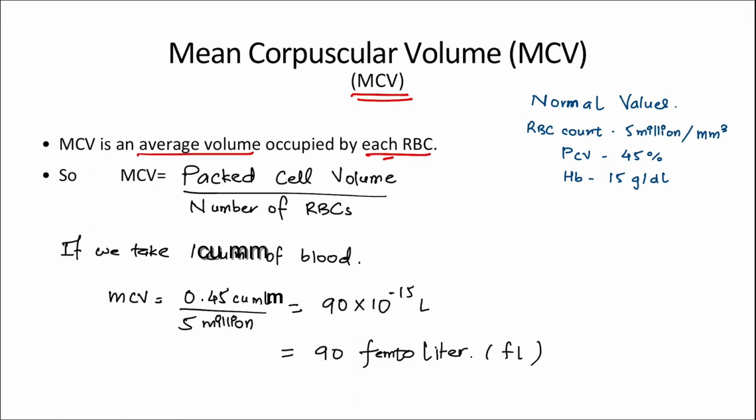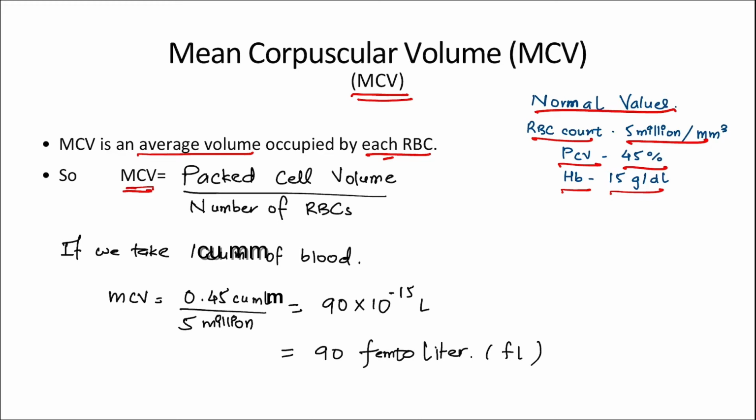Before we saw packed cell volume, which was the volume occupied by all RBCs, but MCV is an average volume occupied by each RBC. So just to simplify this, MCV is packed cell volume divided by number of RBCs. So we can see the actual volume occupied by each RBC. For this calculation the normal values we take are RBC count as 5 million, packed cell volume 45%, and hemoglobin is 15 gram percentage.